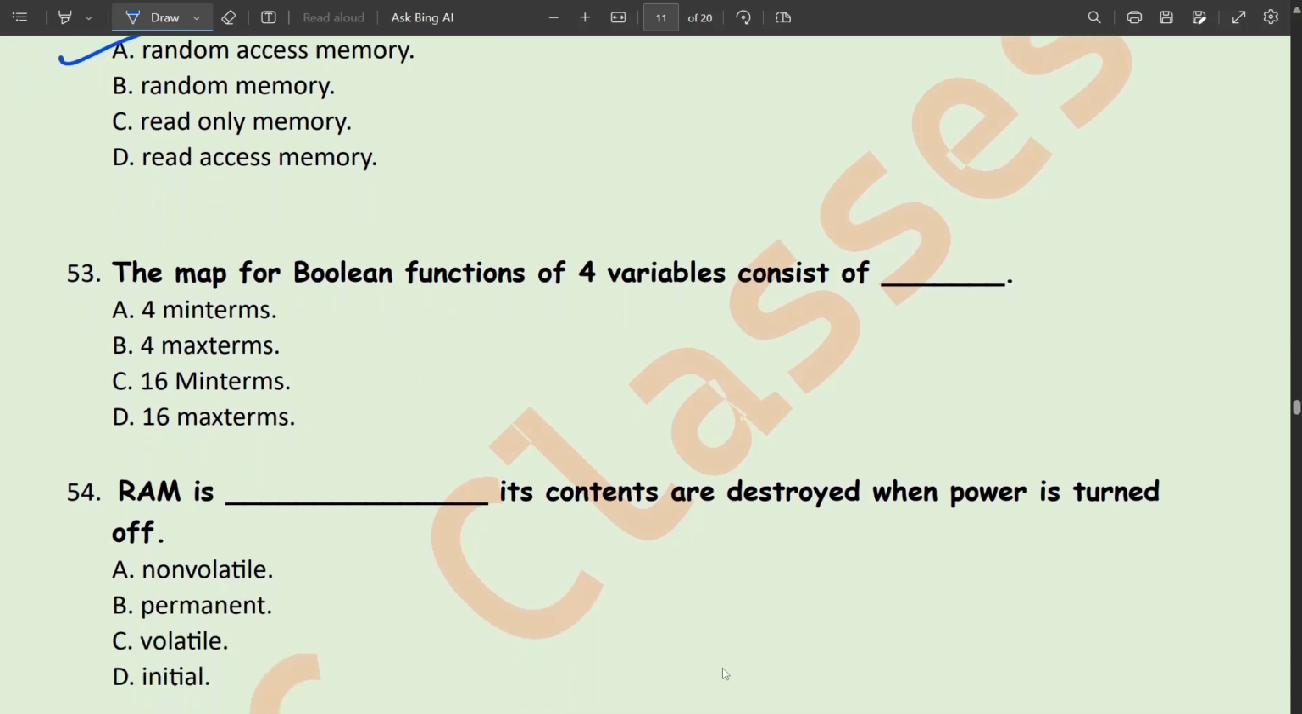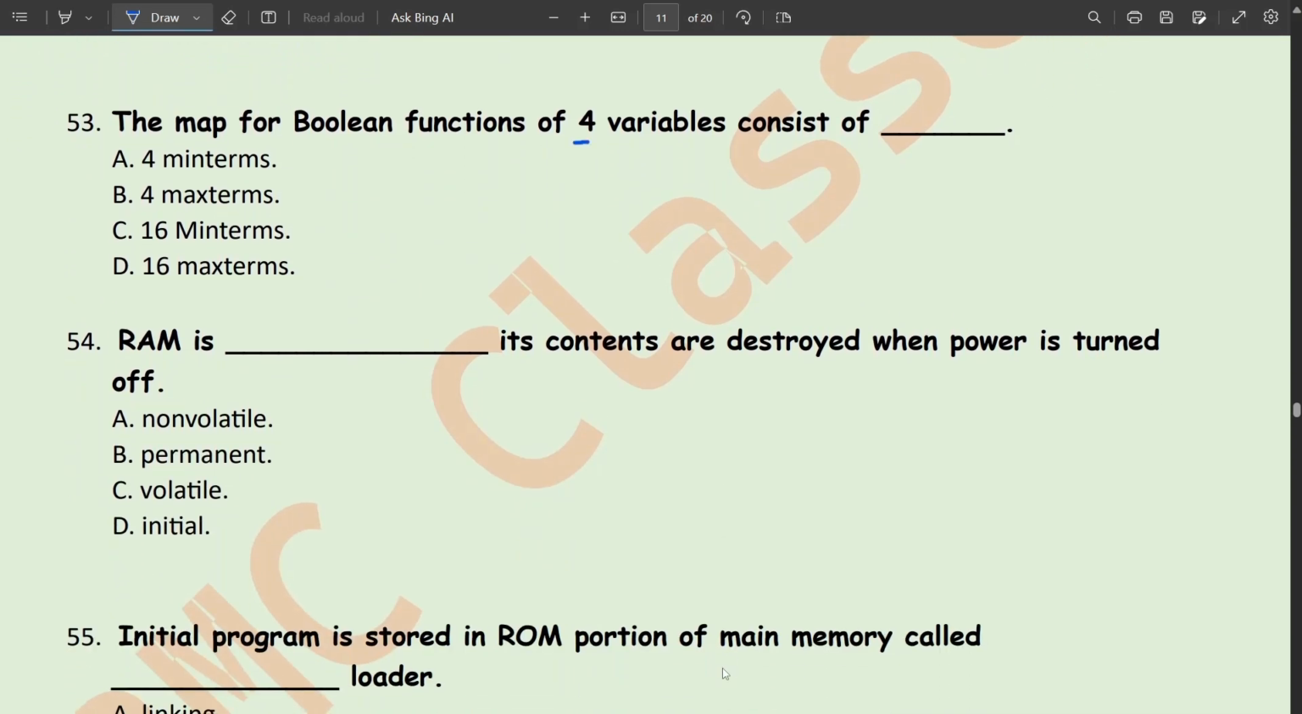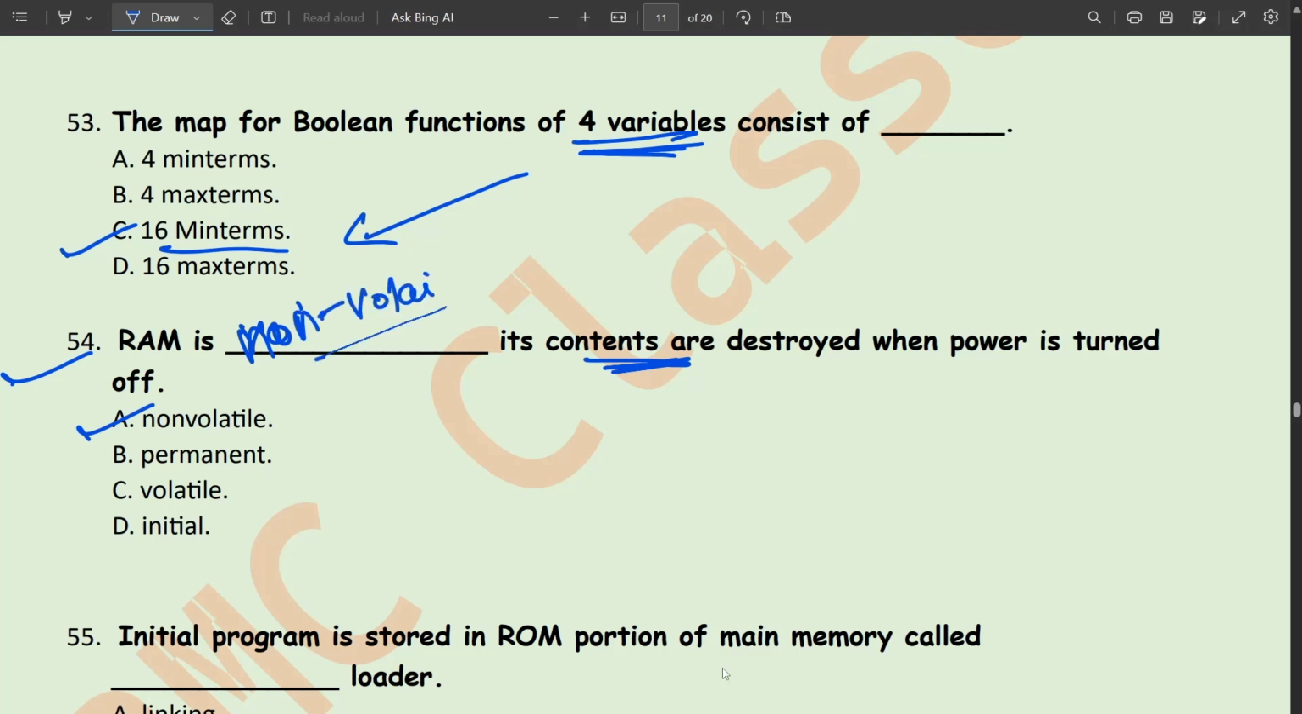Next, the map for Boolean function of 4 variable. 4 variable will consist 16 minterms. So option number C is correct. Next, RAM is its content are destroyed when power is turned off. In which? So the answer will be non-volatile. RAM is non-volatile. So its contents are destroyed when power is turned off.